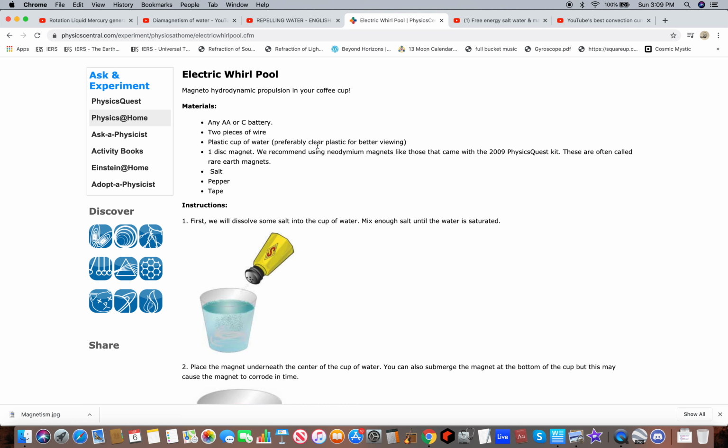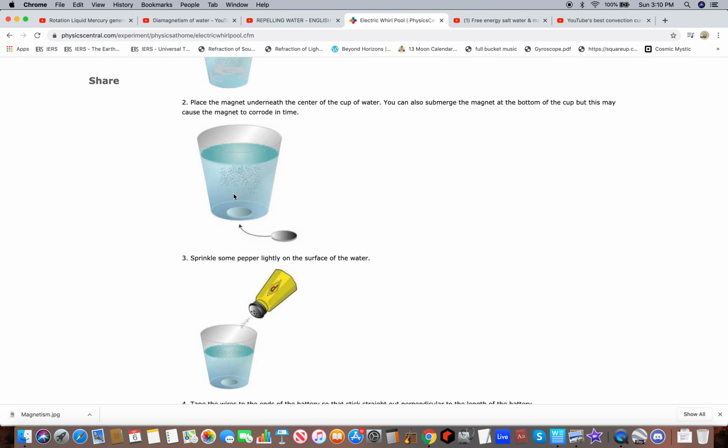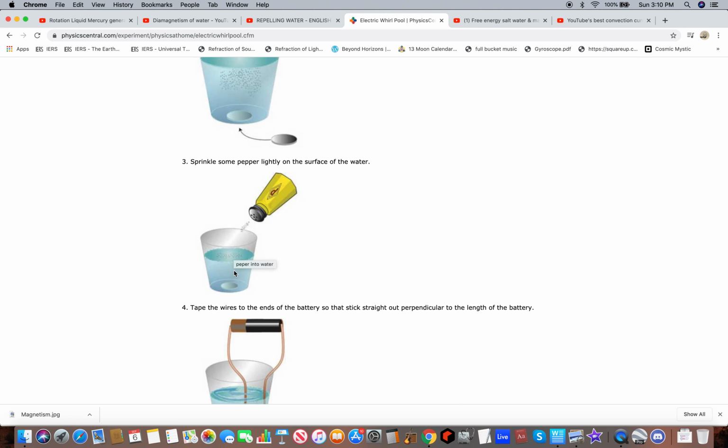For this they used an AA or C battery, 2 pieces of wire, a plastic cup of water, preferably clear for better viewing, 1 disc magnet, a neodymium magnet is recommended, salt, pepper, and tape. So first of all, they dissolve salt into the water. Then they place the cup of salted water onto the magnet. They add pepper so you can view the water churning easier.